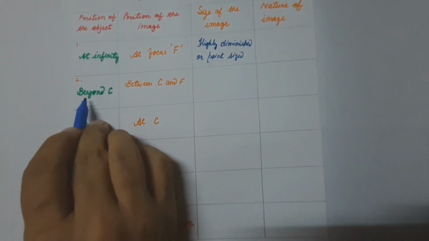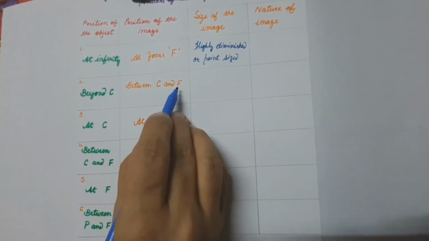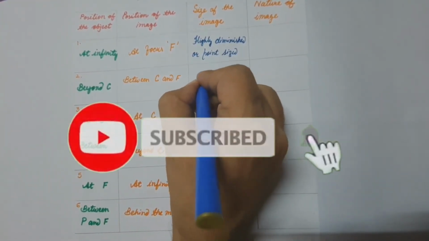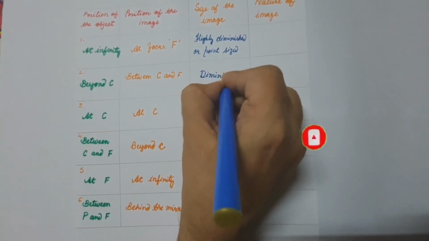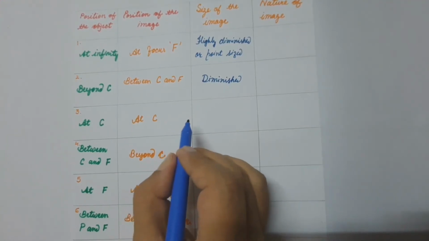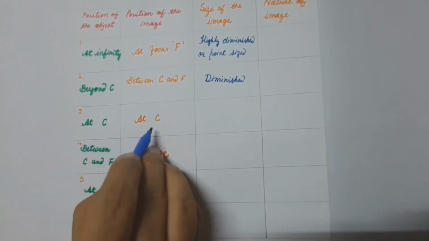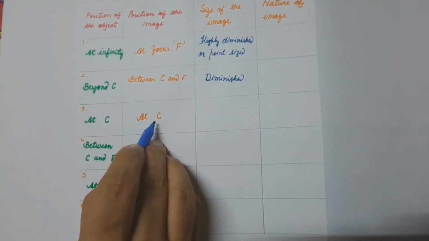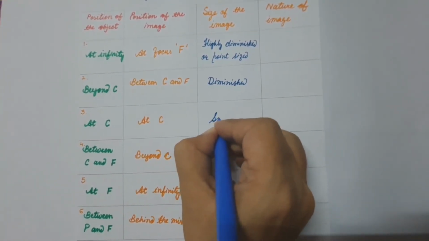Next one, case 2. When the object is beyond C, the image is formed between C and F, means center of curvature and principal focus. Then the image size will be diminished. Again, small. Third case, when the object is at center of curvature, the image will be formed at C, means again at center of curvature, but its size will be the same size or equal.